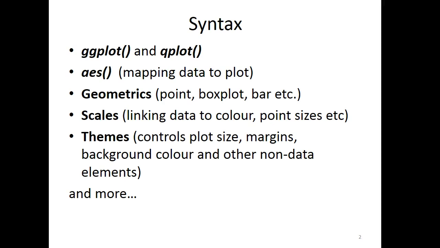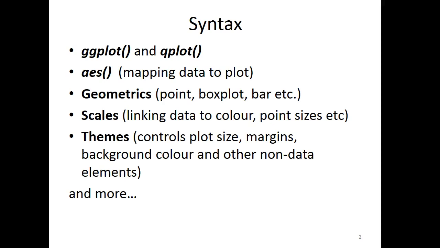Syntax-wise, you have two commands, ggplot and qplot, which let you start a new plot in ggplot2. The qplot is short for quick plot and has a lot of default settings, while ggplot doesn't. You also have something called aes, which is short for aesthetic or aesthetics, which lets you map the data to the plot, like telling R what column in your data set refers to the X value and so forth.